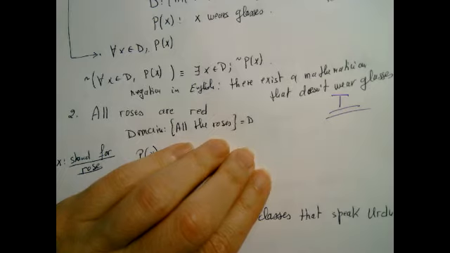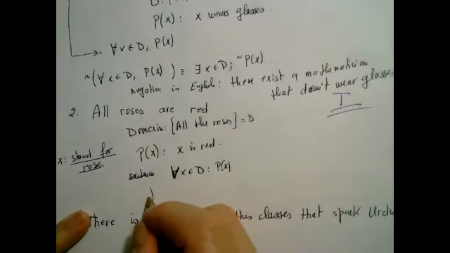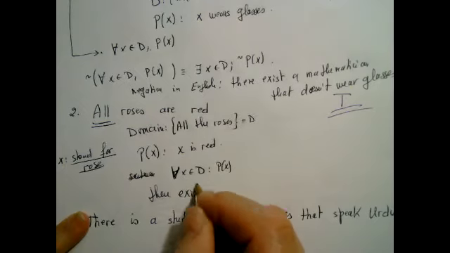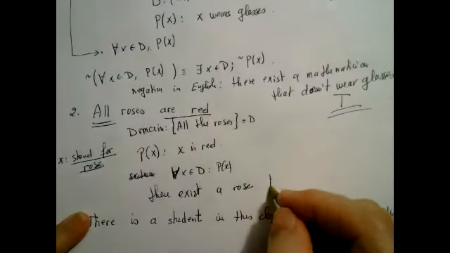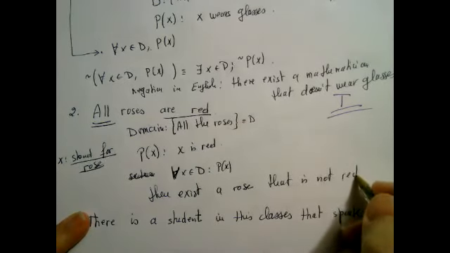Quick, who would like to negate the sentence for me? Rachel? Would it just be the same as the last one, that there exists a rose that is not red? Yeah, there exists a rose that's not red. Okay. All right.